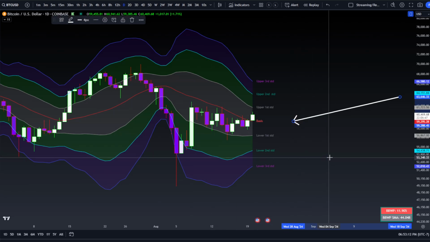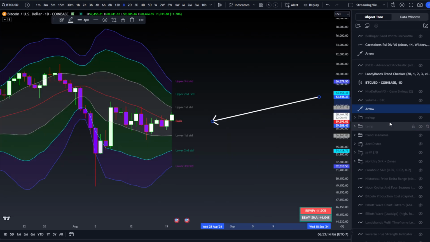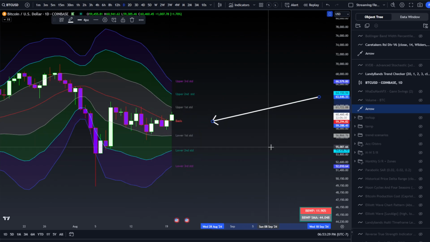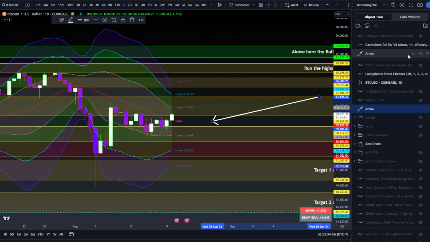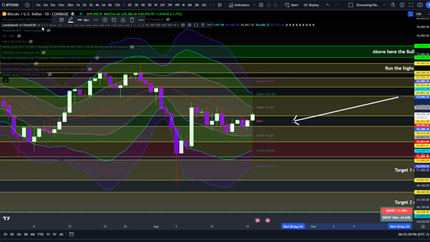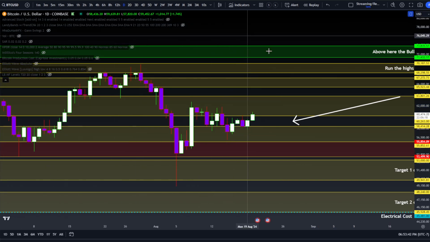So let's go ahead and take a look at support and resistance, get that on the chart here. We might as well turn on the trend scenarios because this is playing out essentially what I was talking about. Put higher lows in and then try and break the downtrend. But in this case, we're going to take a look at accumulation distribution. This is basically the local support and resistance chart. Let's get rid of the Landy bands here, indicating the volatility levels.